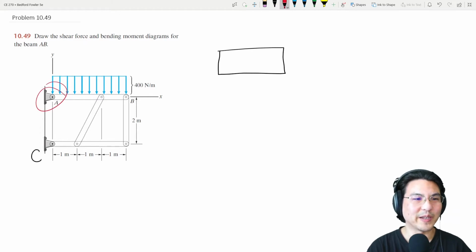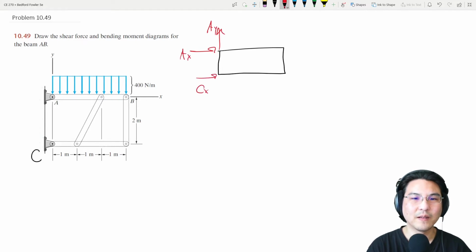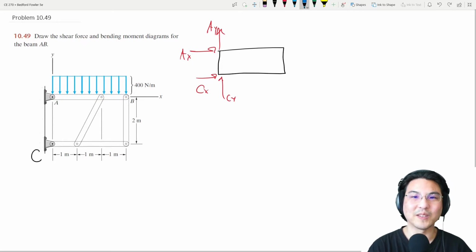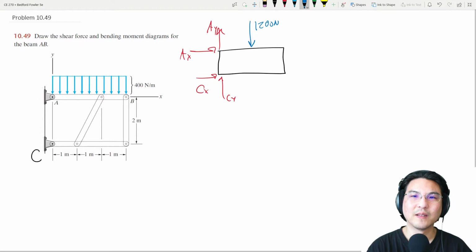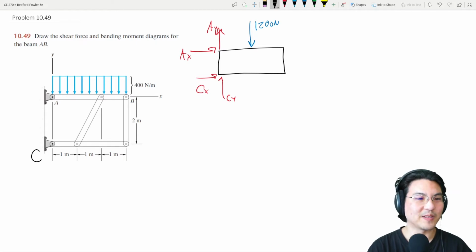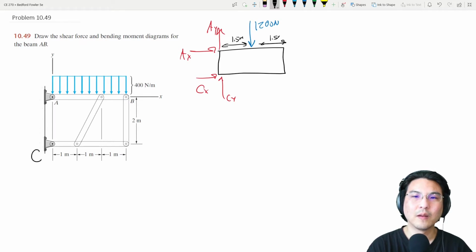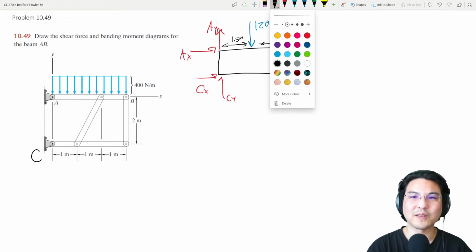Then I'll decompose the reactions at pin A and pin C over here. And then there's a distributed load, which I'll represent as a single discrete force. Let's see, so that's 3 times 400 is 1200. Located at the centroid, it's just a rectangle, so just in the middle, 1.5 meters. Okay, so let's solve for these reactions.